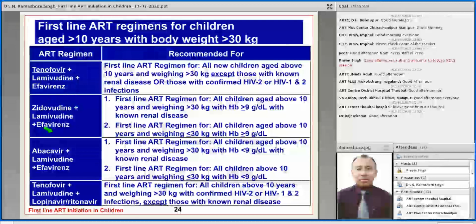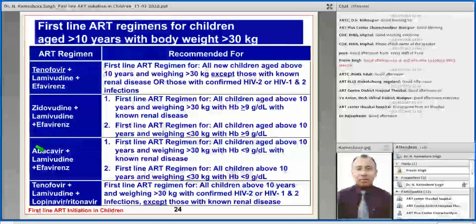And zidovudine, lamivudine and efavirenz can be used as a first-line ART regimen for all children aged above 10 years and weight more than 10 kg if hemoglobin is more than 9 gram per deciliter with renal disease. Because with renal disease we don't use tenofovir. And first-line ART regimen for all children aged above 10 years and weight less than or equal to 30 kg with hemoglobin more than 9 gram per deciliter, also we can use zidovudine, lamivudine and efavirenz.